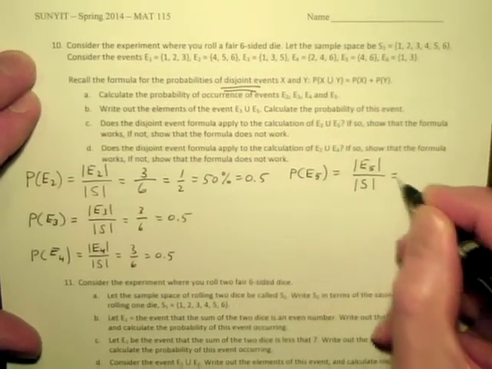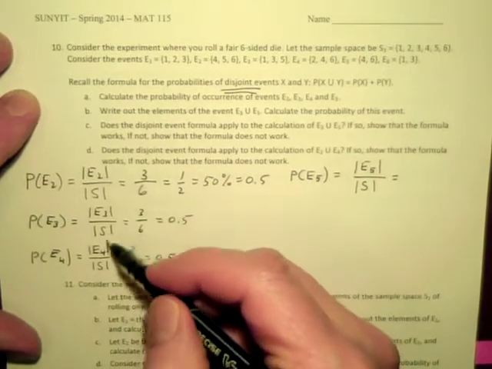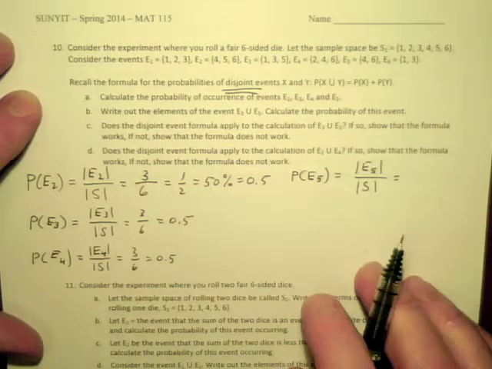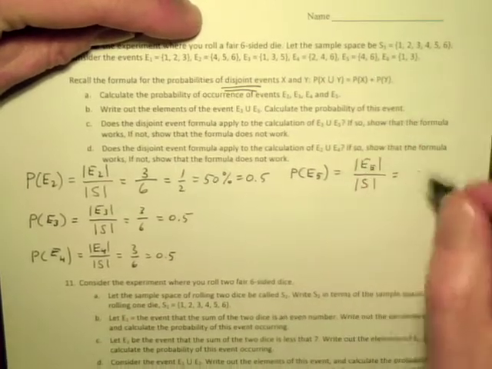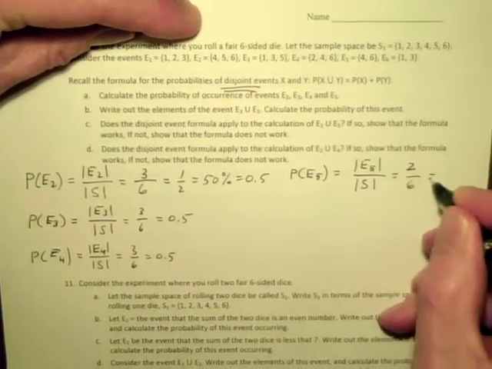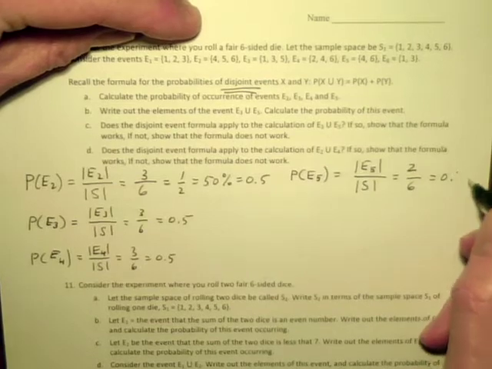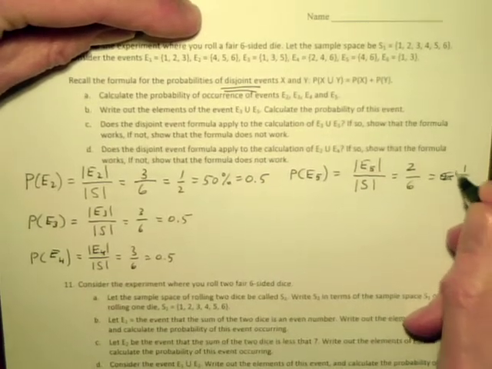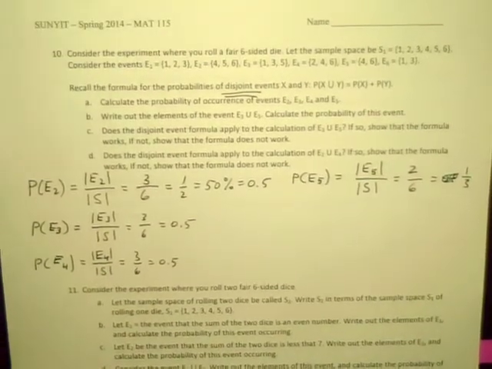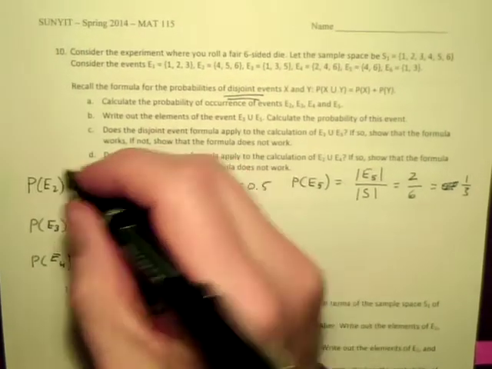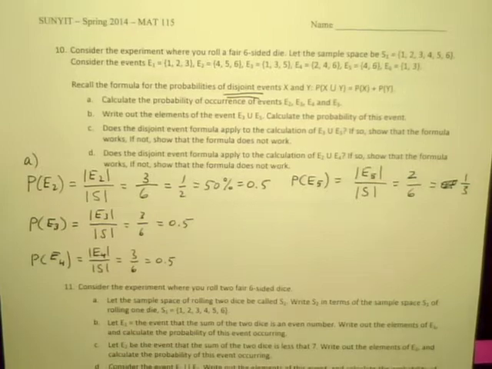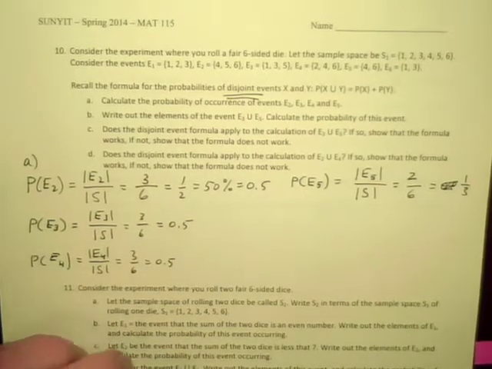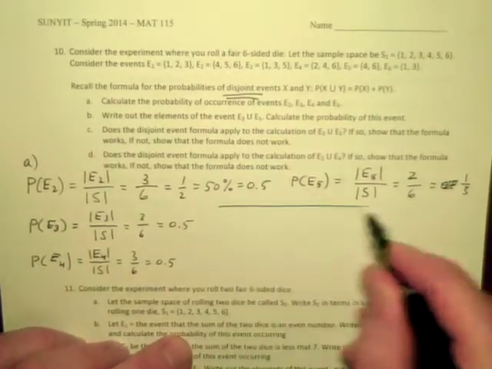Notice I'm writing out the formula every time, showing my work. Okay, E5 though now has only 2 elements in it, so we have a 1/3 probability here. Okay, so that's part A. Looks like I might be running out of room. Write out the elements of the event E3 union E5.